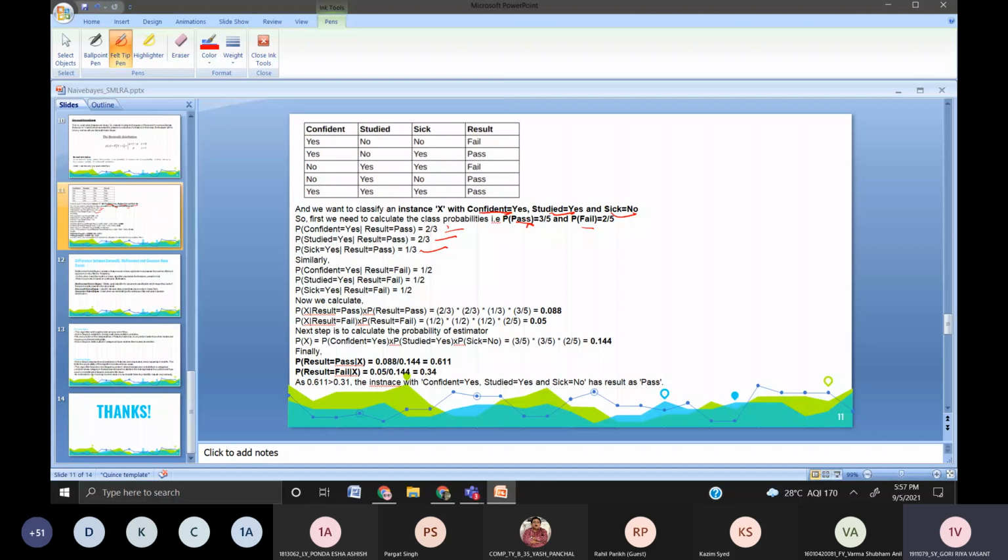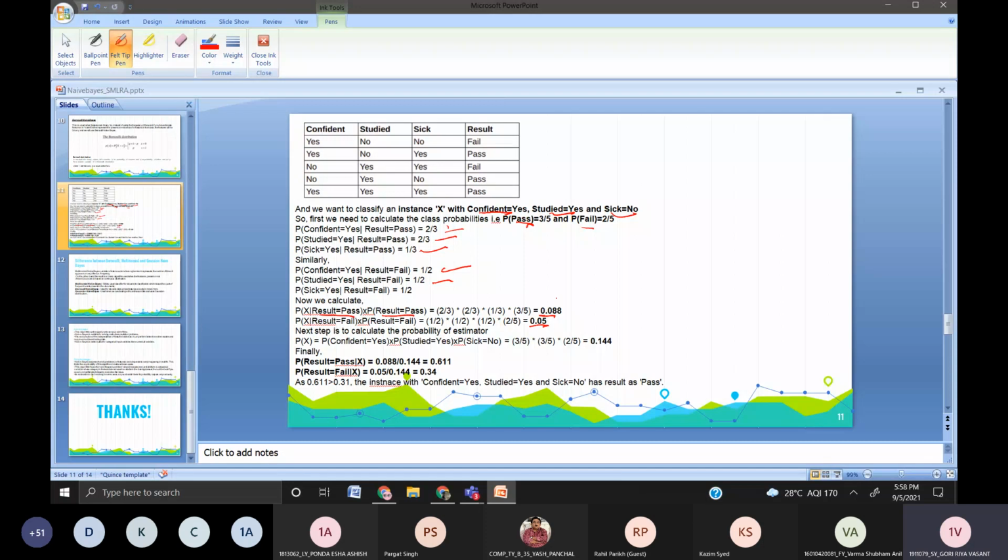So again, we classify this as: he's confident and has failed, he has studied and still has failed, and he is sick and still has failed. So we use this for that, and we calculate the next result, that is, the probability that the result is passed. So we get this for the first one. The next one will be the probability of X given that the result is failure, into the probability of result being failure, that is 0.05.